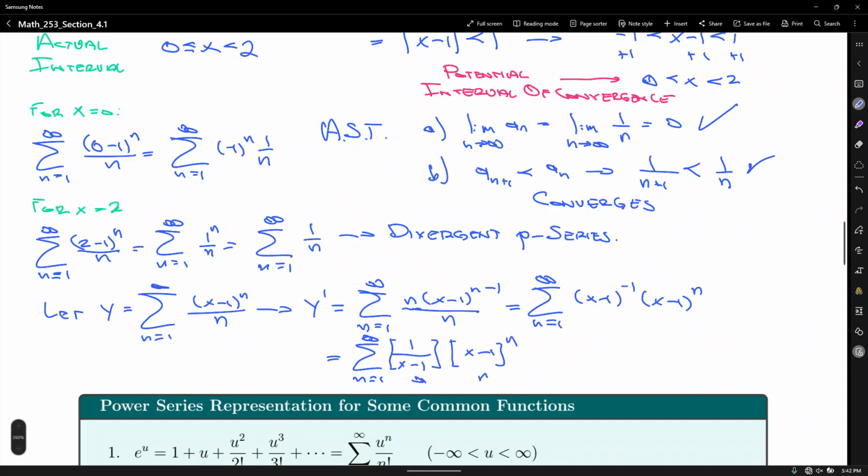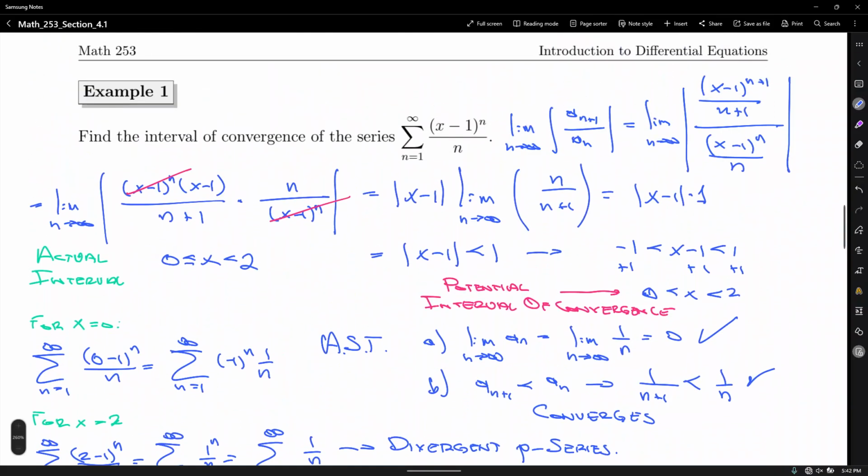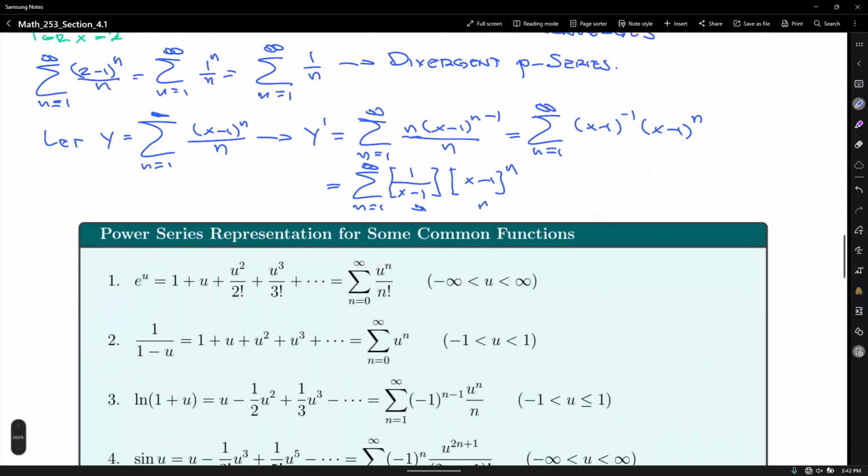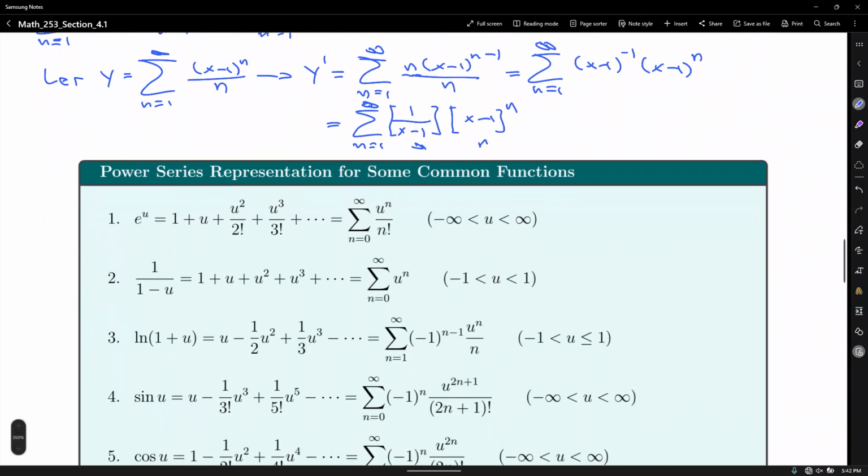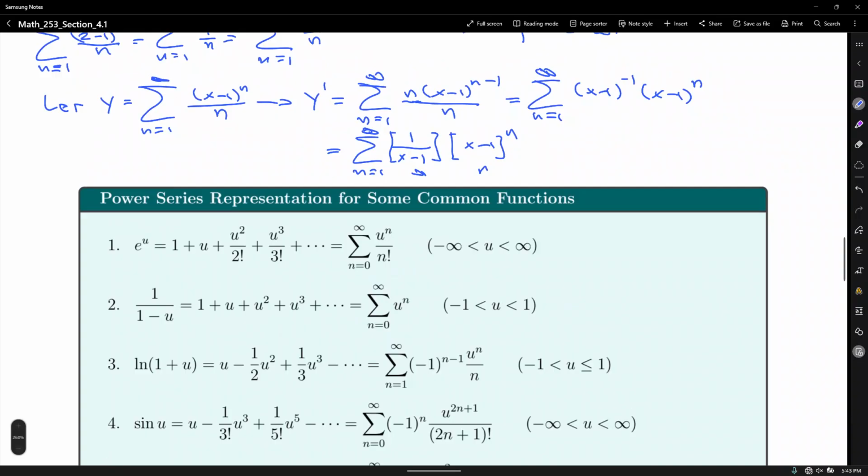So for a geometric series, there is no need to do the ratio test because, look at the summary. I'm giving you a summary of our series from below. Here for the geometric series, the interval of convergence is whatever ratio, or u in this case, between -1 and 1. That is, x minus 1 greater than -1 and less than 1. That means x less than 2 and greater than 0.